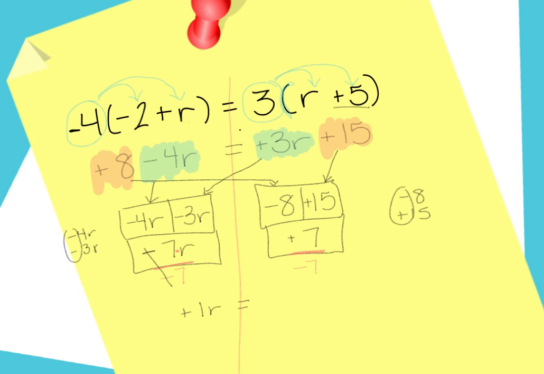Positive divided by a negative is negative. 7 divided by 7 is 1, so I'm left with negative 1 on the right side. Positive 1r is actually just r, and that equals negative 1 right there.